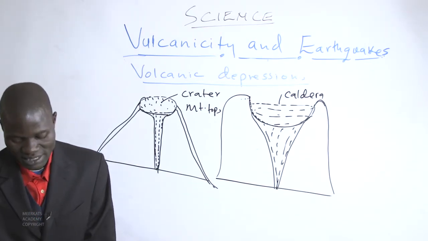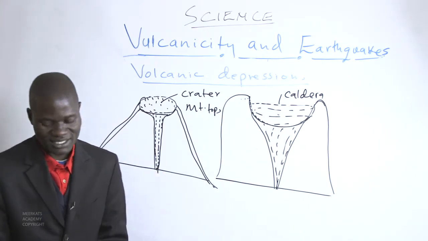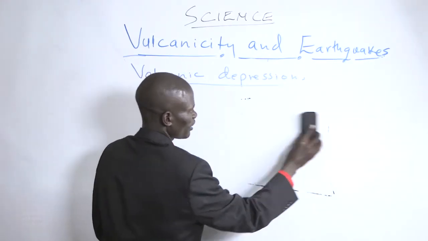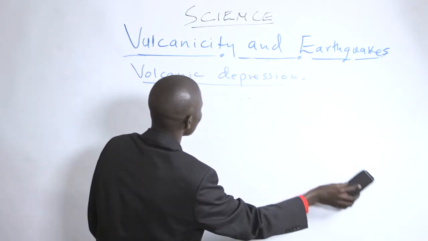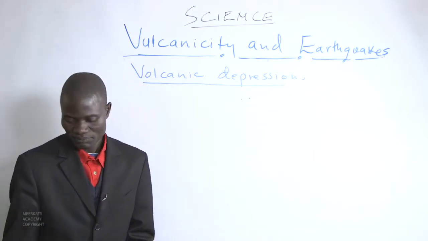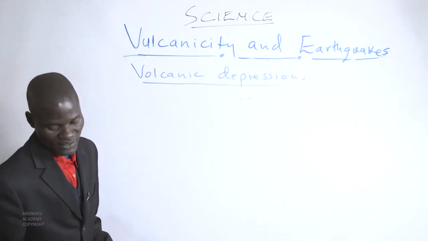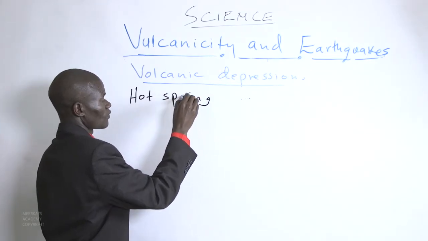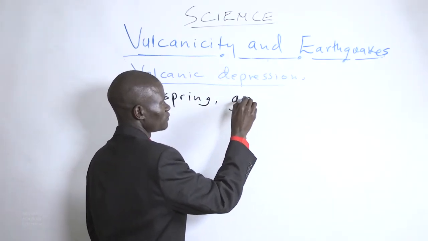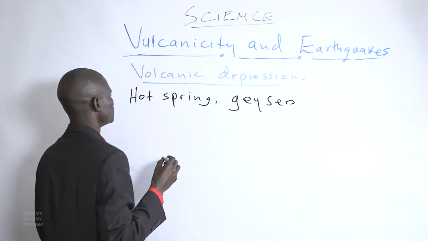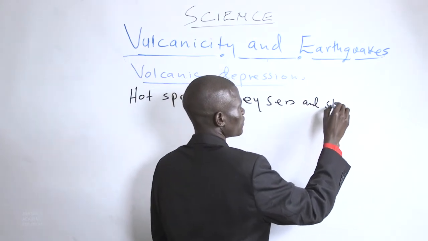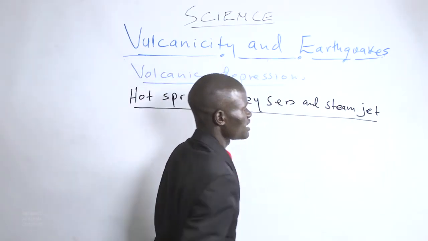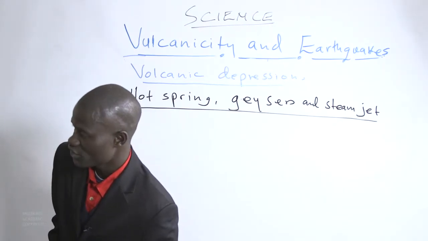They are formed in various regions. Lastly, let us look at the hot springs, geysers, and the steam jet, because out of this we are going to look at the various significance of these features on the Earth's surface. There is a hot spring. Then we will have a geyser and a steam jet, which can also be formed as a result of that. These are the extrusive features that we had mentioned.